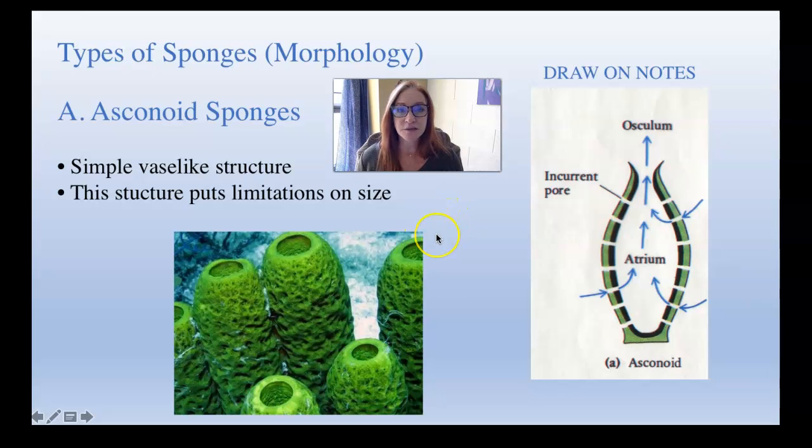There's 3 kinds of sponge morphology. They take 3 different body shapes depending on the class, okay? The first morphology is called asconoid.